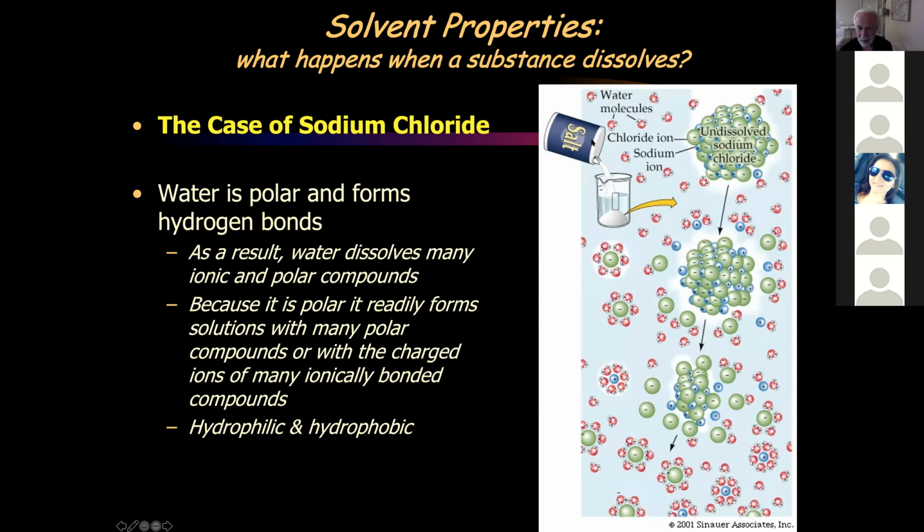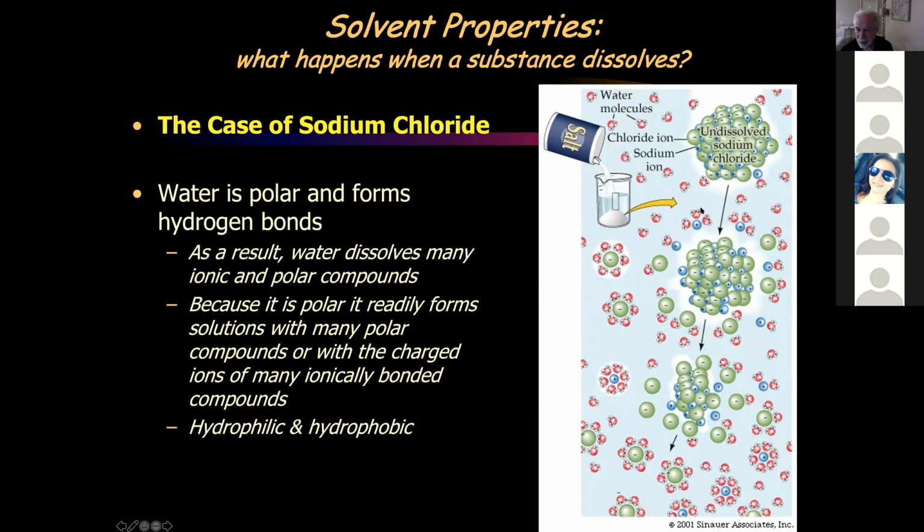So look at the diagram here on the right, where salt is being poured into a beaker of water. So what happens? Well, salt is a crystal. So undissolved sodium chloride is crystalline. It's composed of green chloride ions and blue sodium ions. Chloride ions have a negative charge, sodium ions have a positive charge. Remember, they form an ionic bond. It's the difference in charges that holds the crystal together.